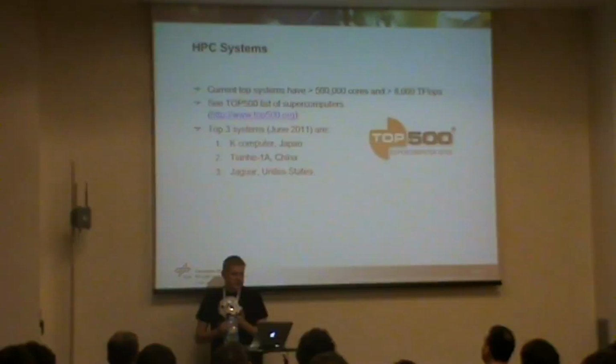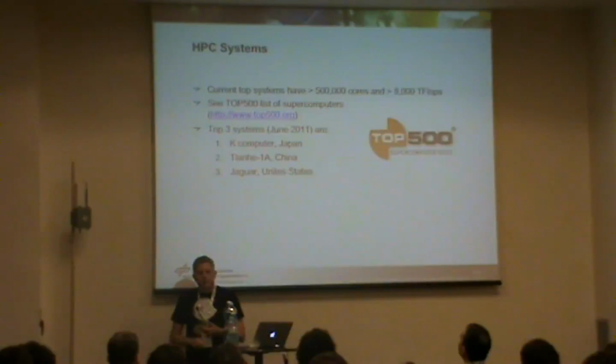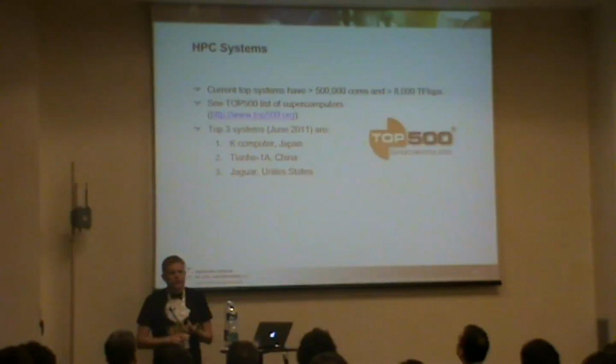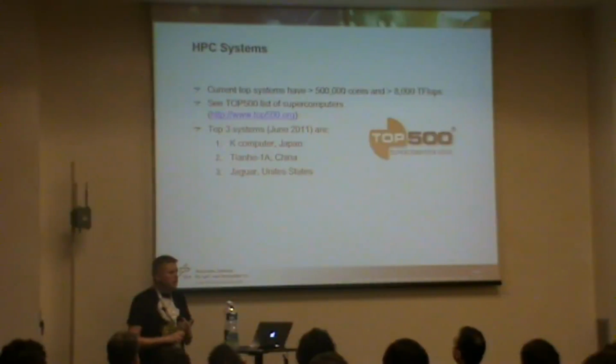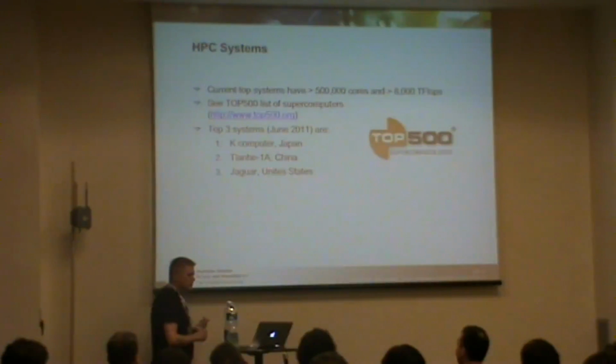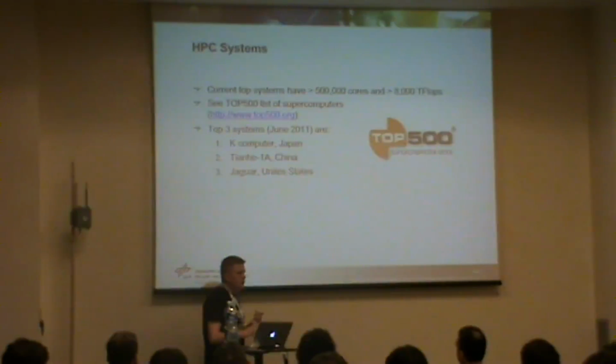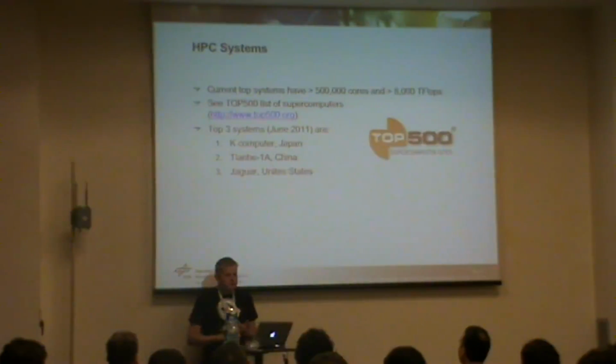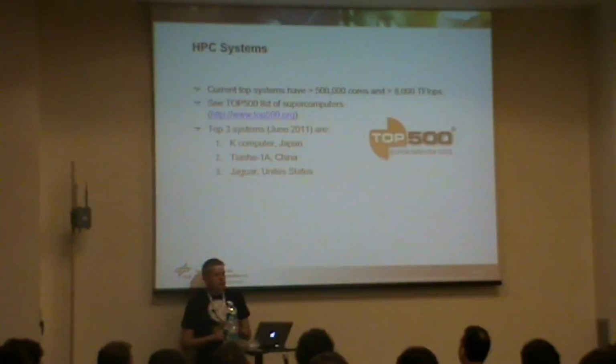What's HPC? What's an HPC system? Actually, today, a laptop is not an HPC system. The top HPC systems are systems with more than 500,000 cores and 8,000 teraflops peak performance.